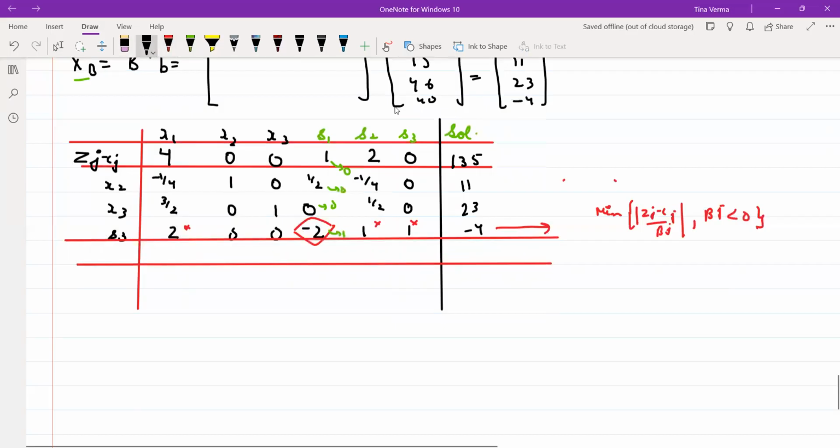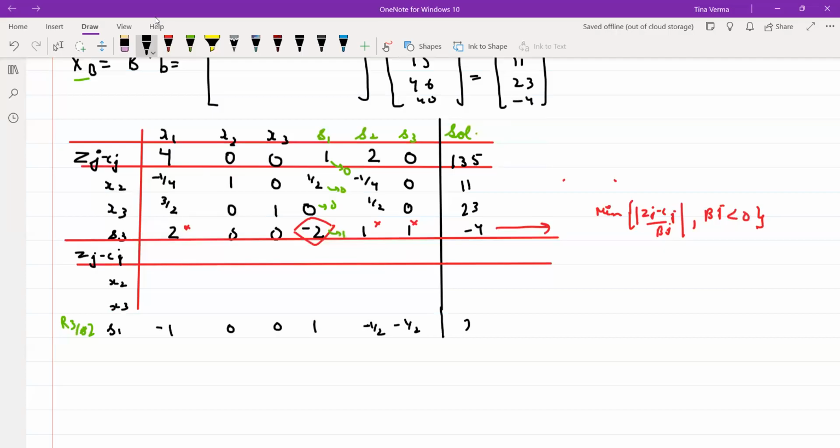So here will be my Zj minus Cj. Now my x2 here, x3 here, and s1 will be here. If you will apply your row transformation on the third, that will be R3 by -2. So this entry will become -1. This will become 0, 0, 1. This will become your entry -half. This is -half, and this entry will become as your 2.